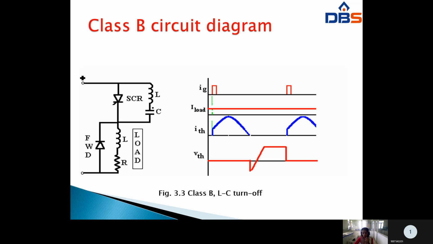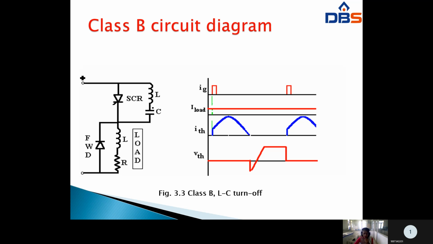So for class B circuit, these are the waveforms. So this is triggered. So this is the triggered pulse. So for sinusoidal input, whenever we have triggering of this SCR with this pulse Ig, the load current remains constant.